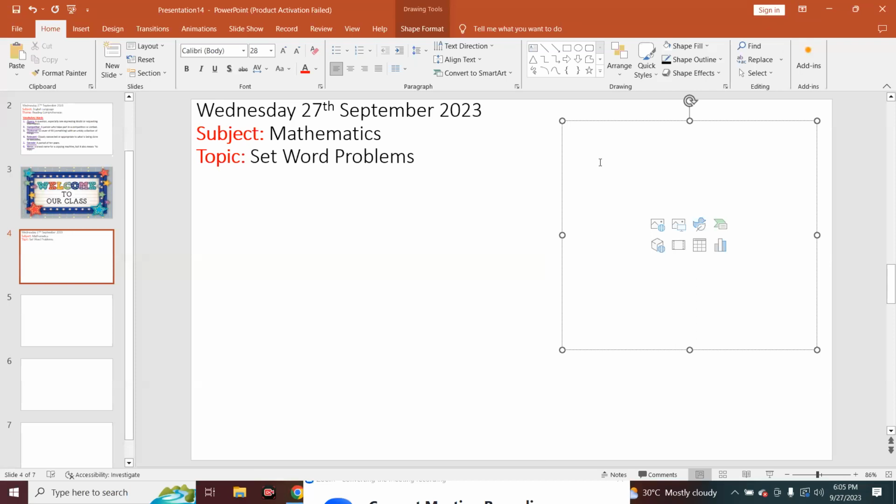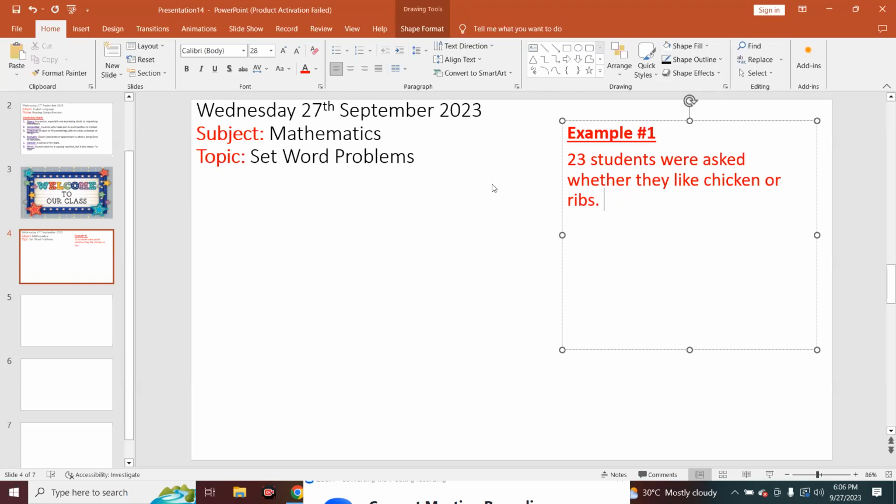So the question starts as follows. Let's say example number 1. So let's say that we have 23 students who were asked whether they like chicken or ribs. Okay, so 23 students were asked whether they like chicken or ribs.